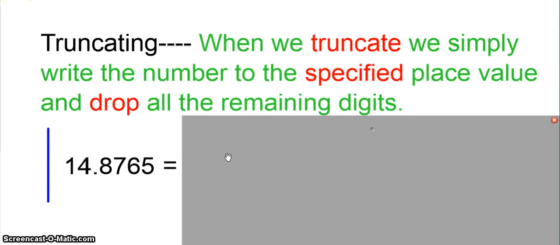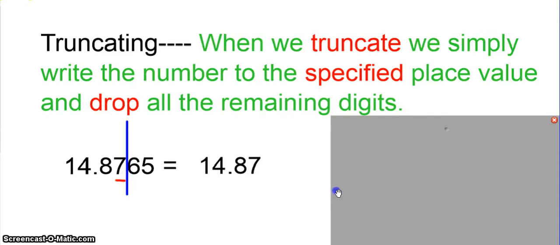So if you get a number on your calculator like 14.8765 and the question asks you to truncate this number to the hundredths place, and remember what the hundredths place is, it is the digit where the 7 is here. So if we ask you to truncate to the digit where the 7 is, what we want you to do is basically draw a line behind the 7. Everything gets dropped off. So your number will look like 14.87. If we look at truncating a number, or if your calculator truncates a number, that's what it'll look like.